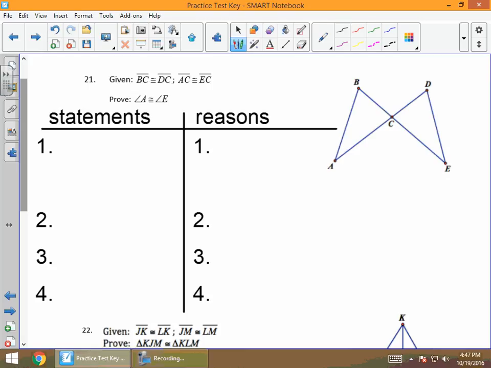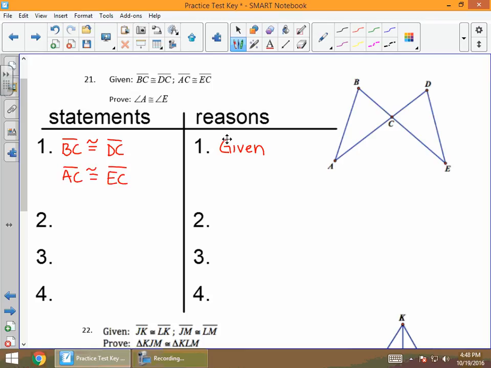Remember, when doing two-column proofs, the first thing you should always do is list all of the given information. So the number one thing that we're going to do is list the given. So what is given to us? It is given that BC is congruent to DC, and we are also given that AC is congruent to EC.